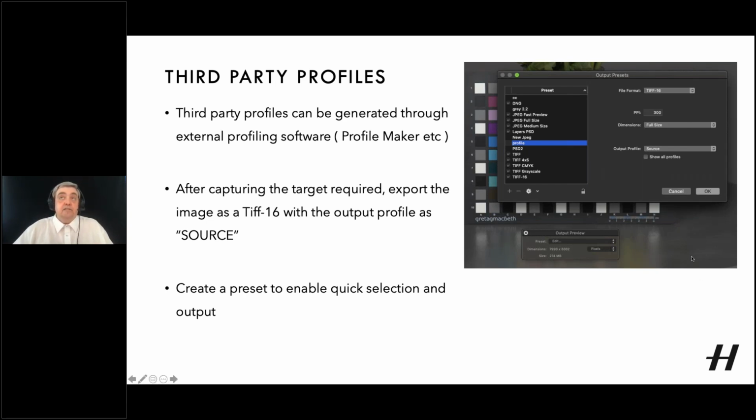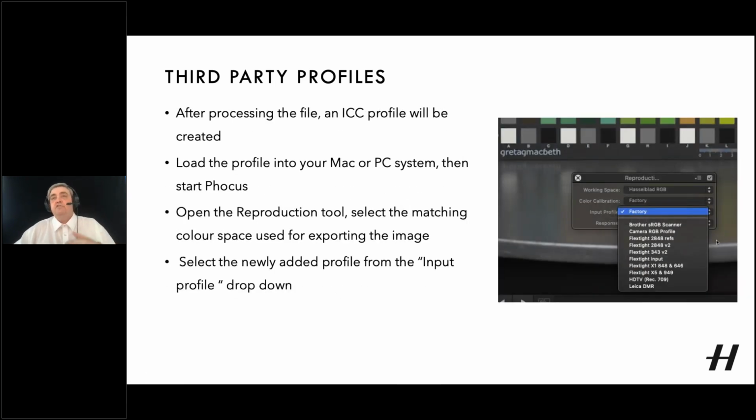Then you'd hit OK to export the image, process the file, and then once we've processed the file, we then need to bring that ICC profile back to the computer and physically add it to the profile folder. So once that's into the computer, once we start Phocus, automatically it will scan for those profiles, and we go back to the reproduction tool, and our externally created profile will be listed here, and we would just select that instead of the factory option. That will then apply that profile when we process the image captures. It's very important here that you select the same working space as when you exported the image. That way everything matches up.